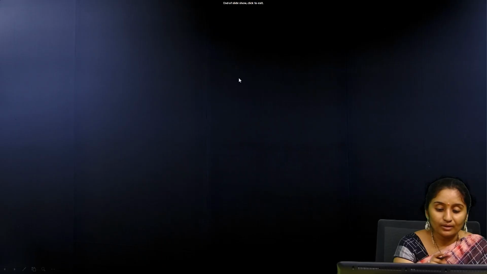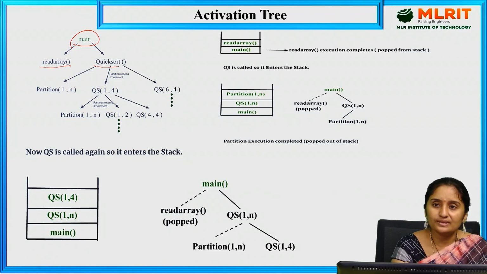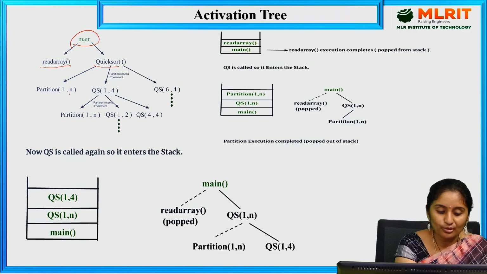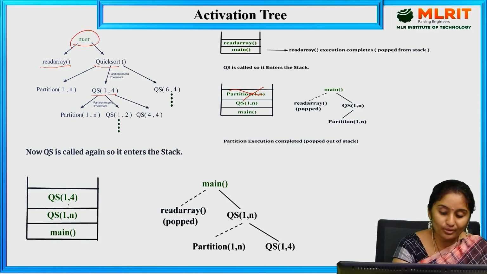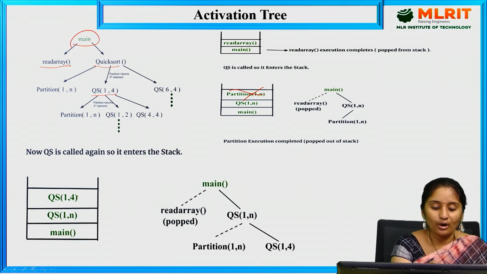So the next partition is there. Here the partition is going to be done. The next thing we will have here is quicksort 1, 4 and 6, 4. All these will be created over here. When this is popped off, the next 1, n is going to be created, and the next 1, 4 will be created. So how is it happening?